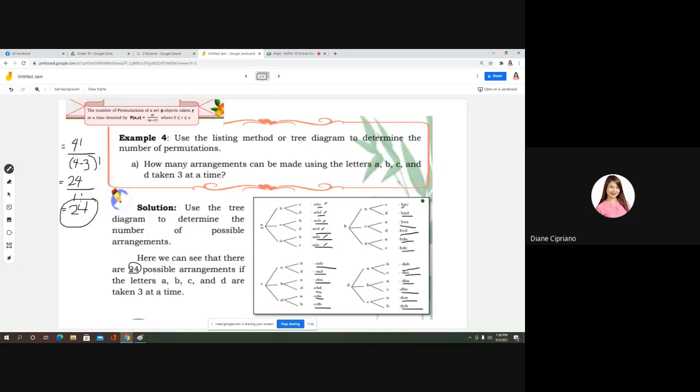Okay. Do you got this part? Hindi ko na minano-mano kasi madali lang naman siya eh. Naintindihan po ba to? Yung listing method? Yes po, ma'am. Okay, so meron ka daw apat na object, A, B, C, D, at meron ka lang 3 ways para mapagsama-sama yung mga letters na yon.